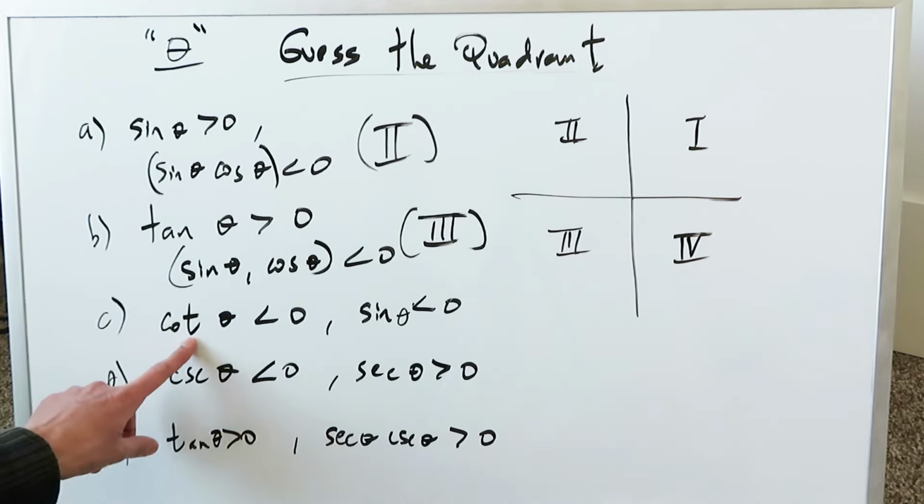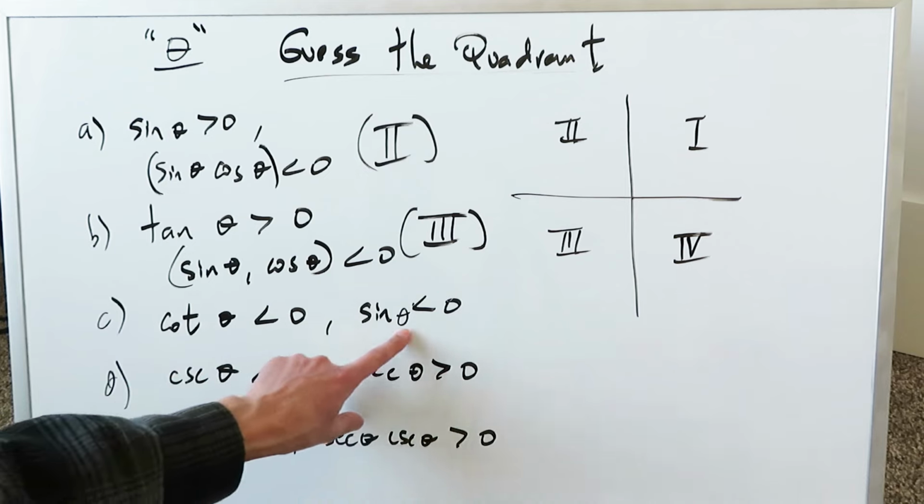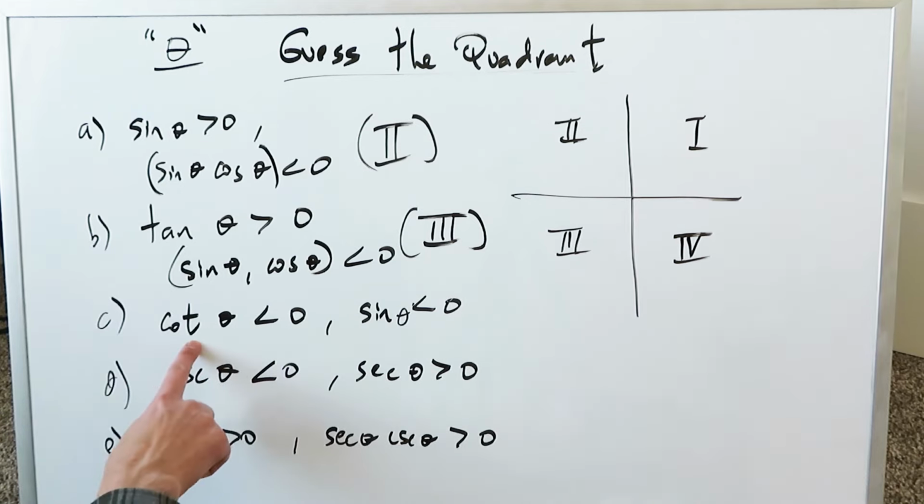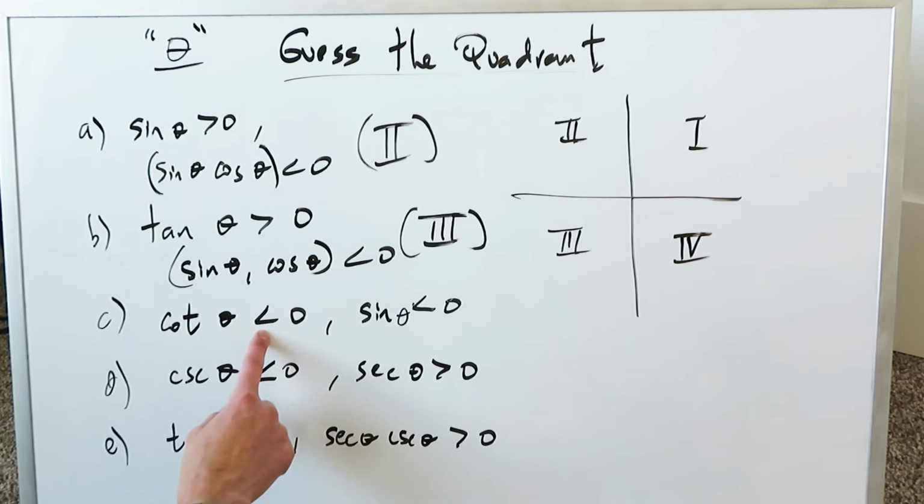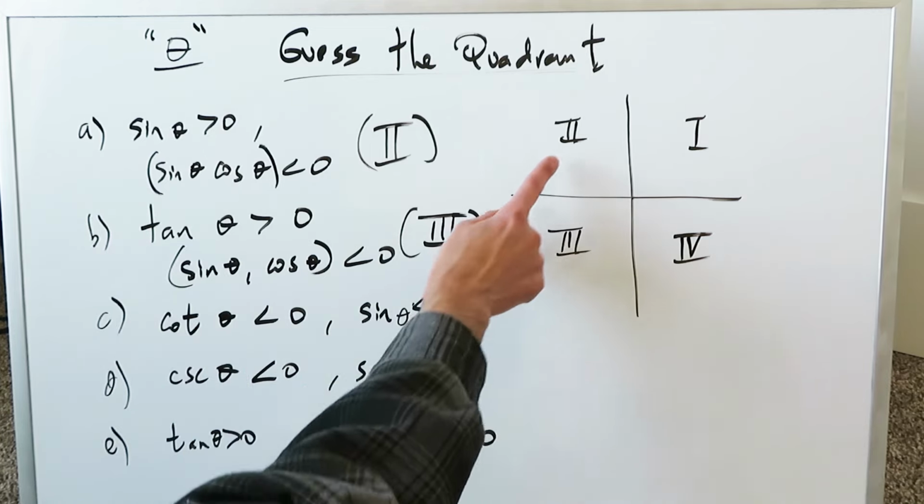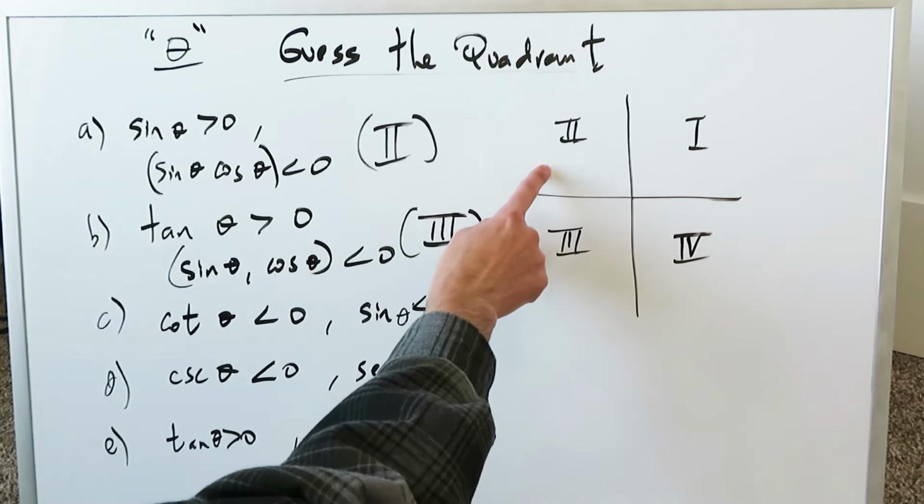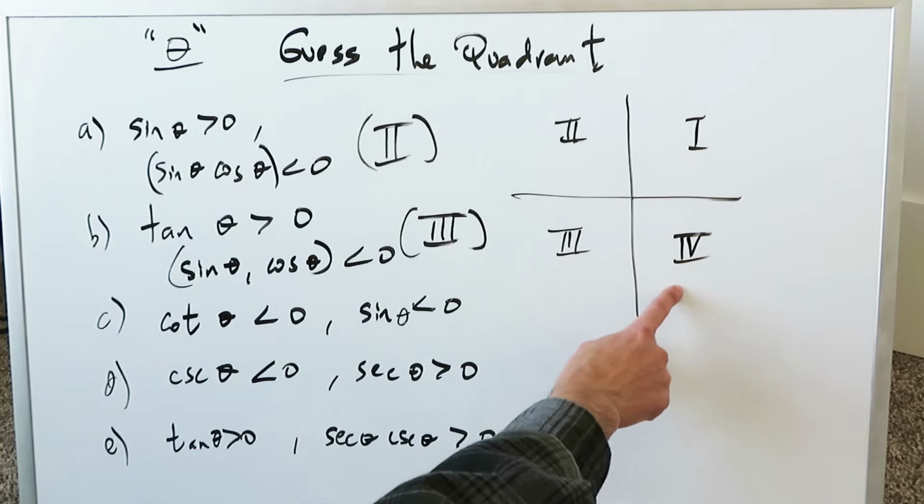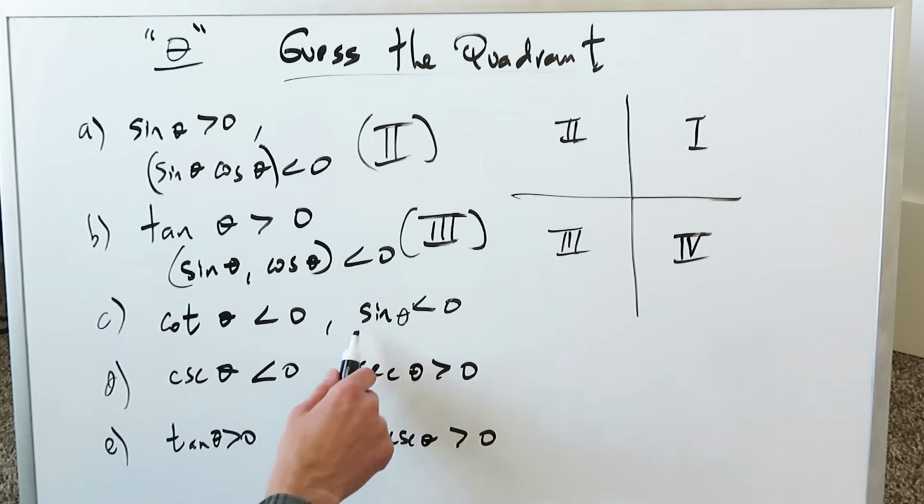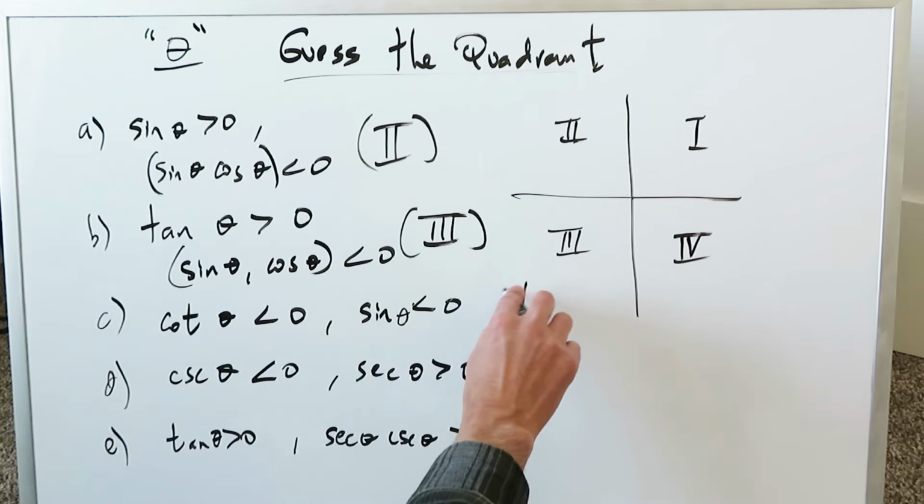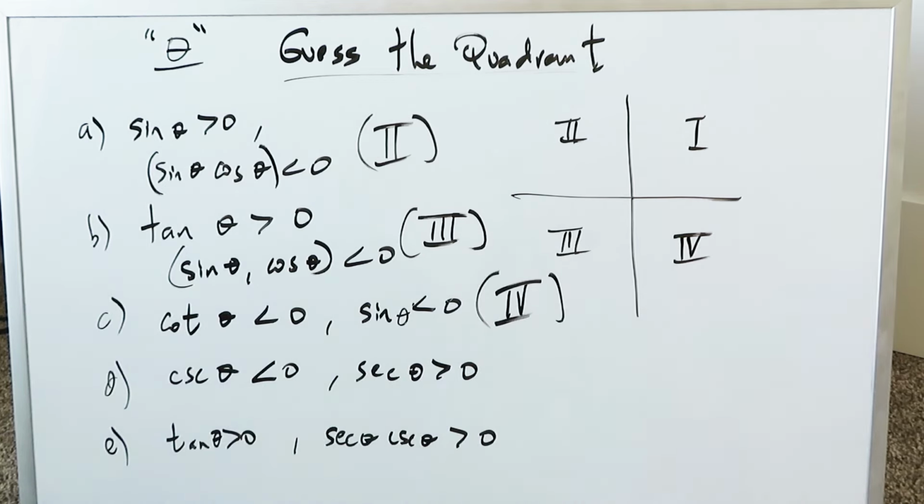Question number C, cotangent theta is less than 0, sine theta is less than 0. Cotangent follows the same rule as tangent. If it's less than 0, it's negative, it must be cluing you towards the second and the fourth quadrants. But in the second quadrant, sine is positive, in the fourth quadrant, sine is negative. Both of these are negative in the fourth quadrant, and that would be your answer, quadrant number 4.